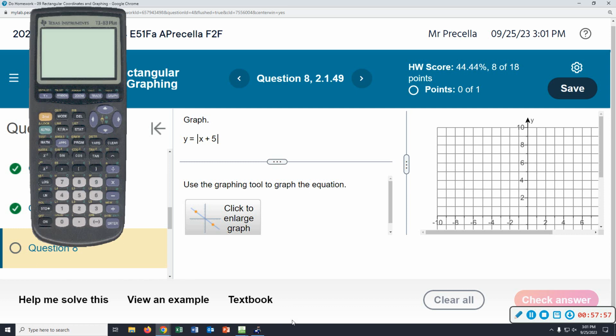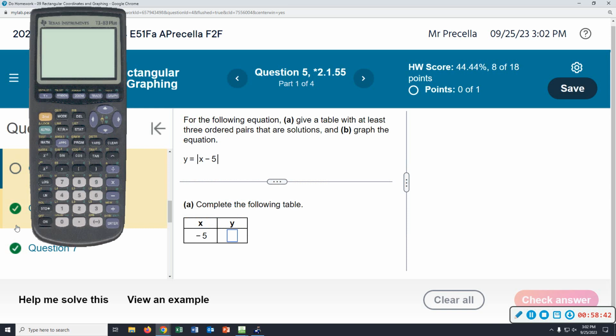Number 8. Let me write the problem down. Y equals the absolute value of x plus 5. You know, I hate to do this, but I think we should do number 5 first, which is another absolute value, but they give you the x values they want you to use. So should we do that one first? Yes, where they're choosing the x values for you.